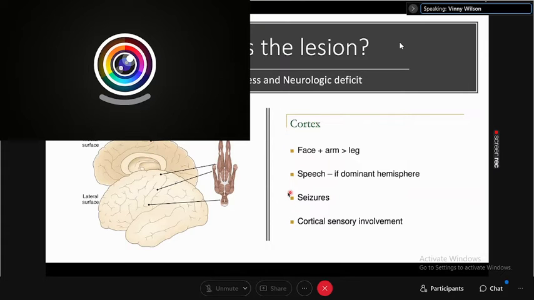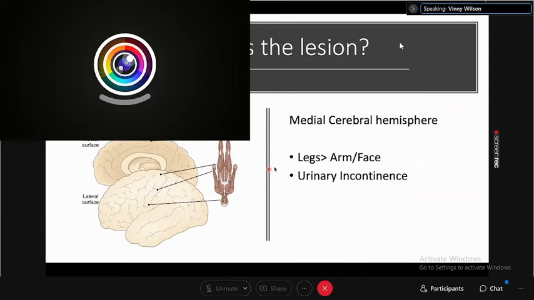Similarly, the cerebral convexity contains the speech centers, Broca's area and Wernicke's area. So if this convexity is involved, there will be involvement of speech in the dominant hemisphere. And if the patient has a seizure, it points to cortical involvement, because seizures cannot arise from subcortical structures like the internal capsule, medulla or midbrain. And of course, if there is cortical sensory involvement, like problems with stereognosis, two-point discrimination or graphesthesia, then you think of cortex as the possibility.